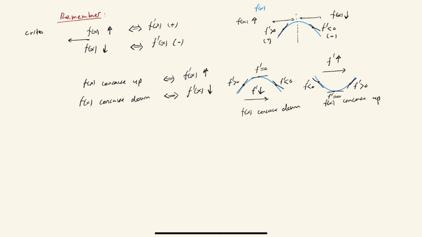Now, between f of x increasing and then decreasing, we're going to have a critical point, and this critical point is going to be a local maximum or minimum. And then between the concavity of the function, we're going to have an inflection point.